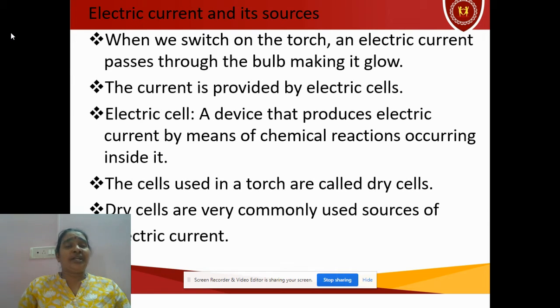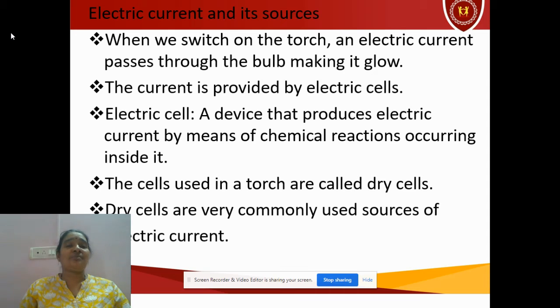So, electric current and its sources. What do we mean by this? When we switch on the torch, an electric current passes through the bulb, making it glow. So the current is provided by what? The cell, the battery which is present inside the torch.